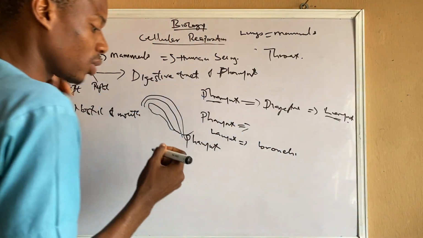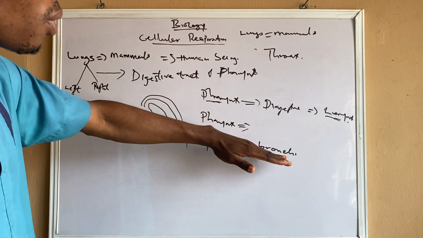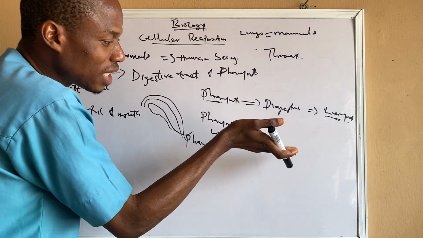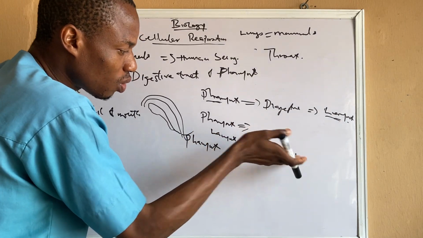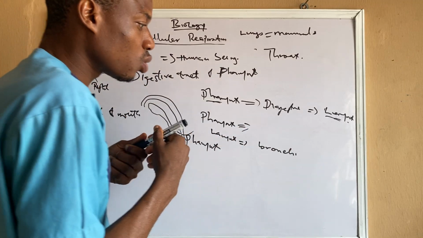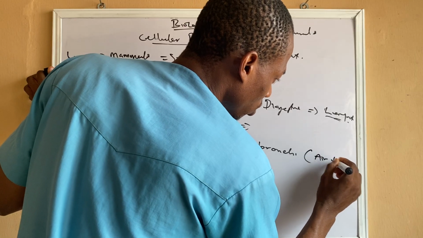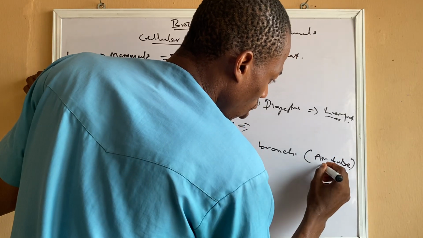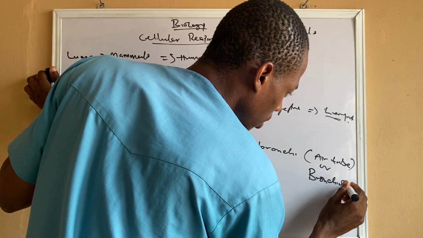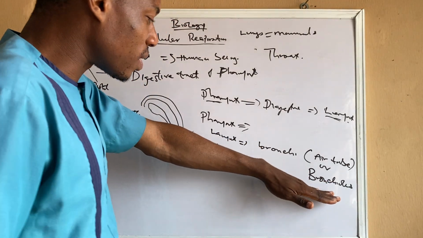Bronchi. Bronchi is the smaller part through which oxygen passes from the pharynx to the larynx to the bronchi, and through the bronchi to the what? At times they usually call it ear tube, or bronchioles. A smaller, tiny bronchi is called bronchioles.